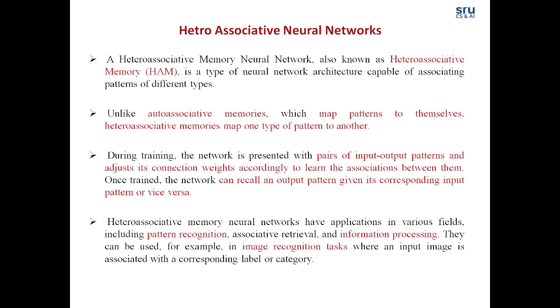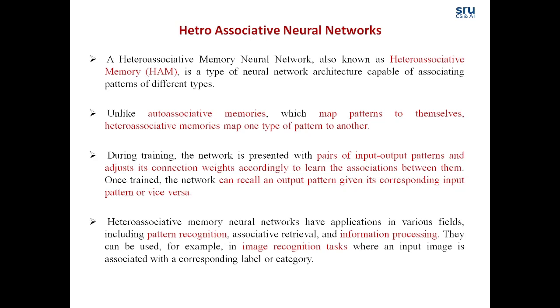Heteroassociative neural networks are known as heteroassociative memory (HAM). It is a type of network which is capable of associating patterns of different types. Unlike auto-associative memories, which map patterns to themselves, heteroassociative memory maps one type of pattern to another.